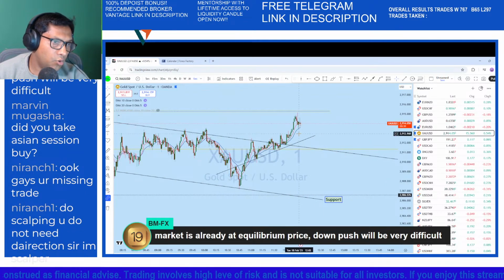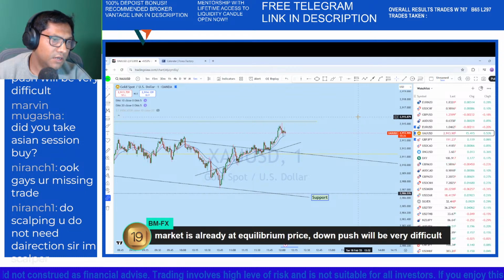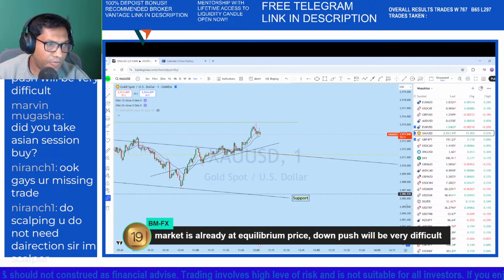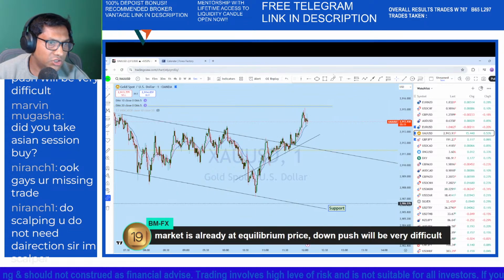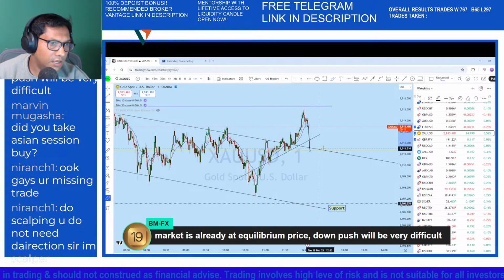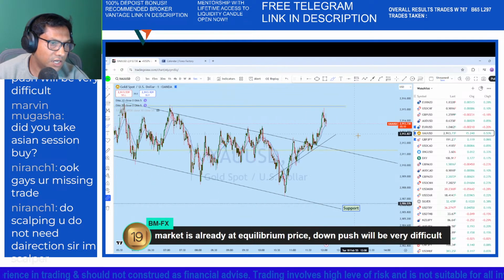We can see there is a long wick here, a very important level that we can see in this market, and we want to see it strongly trending to the support and then dropping further downside.